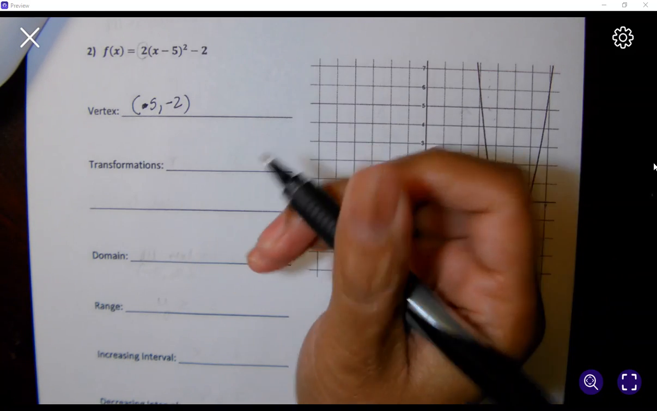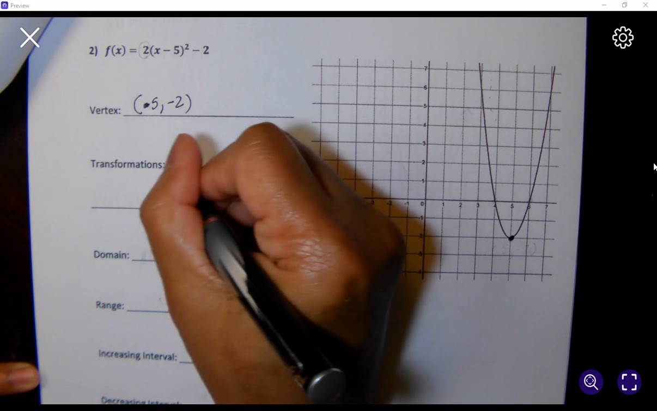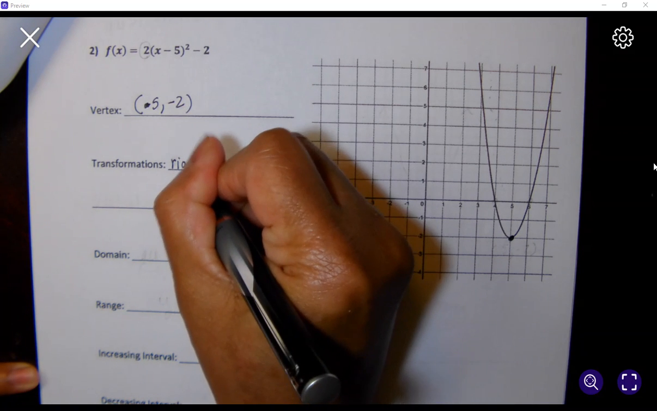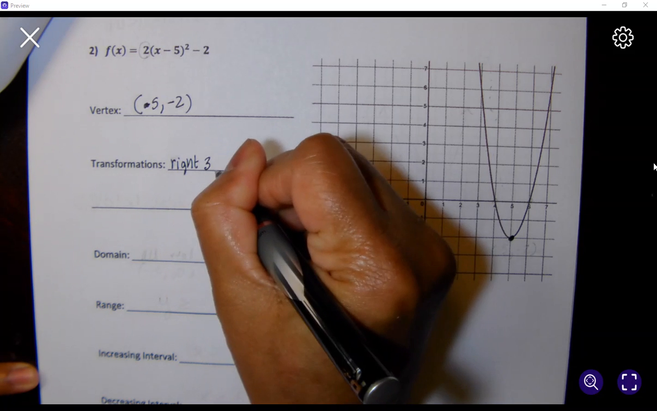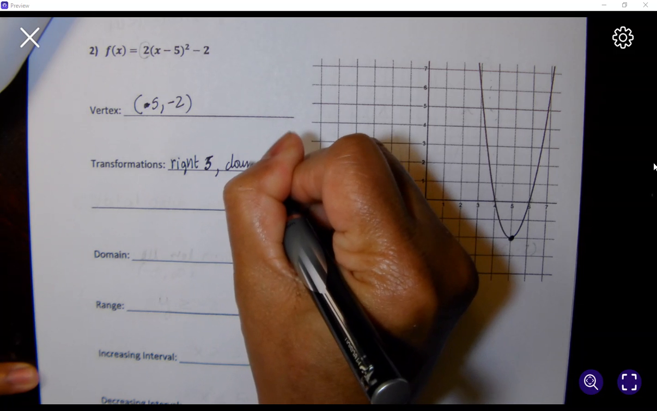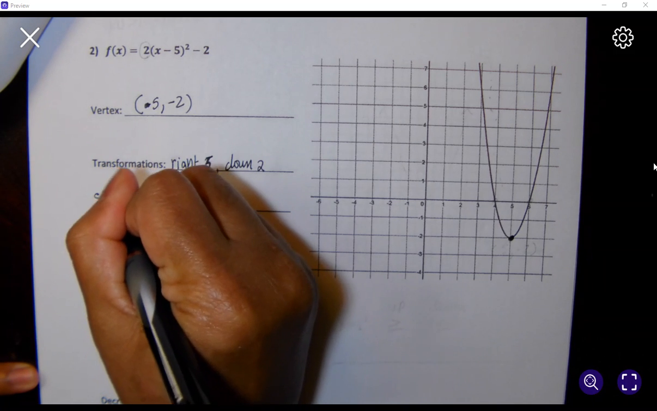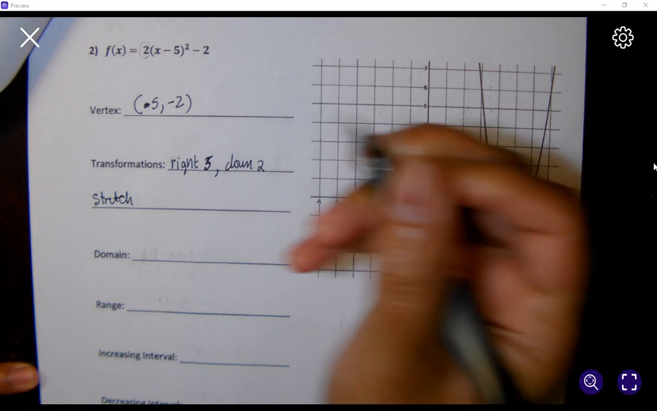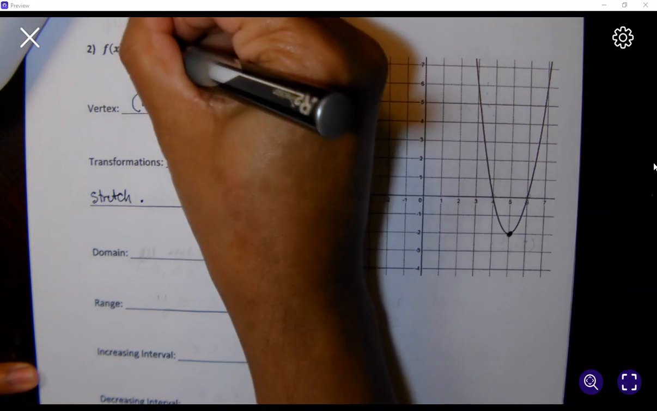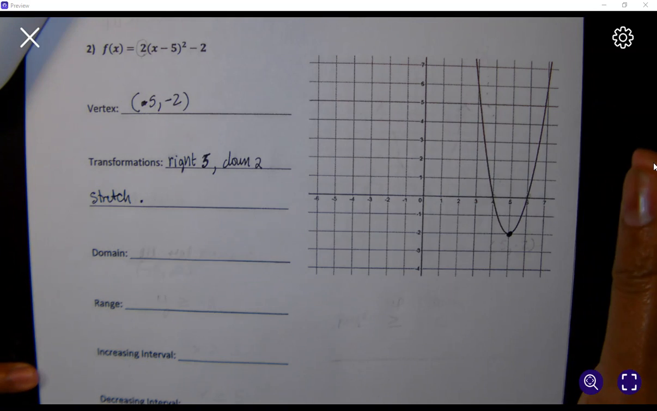So transformation just means, is it moving up and down, and is it a stretch or a compression? So it is moving to the right 5 units. Sorry, I keep saying 3, 5. And then it is moving down 2 units. And we know that this is a stretch, or a vertical stretch, because the number in the front is greater than 1, so it's going to be a little skinnier than the parent graph.